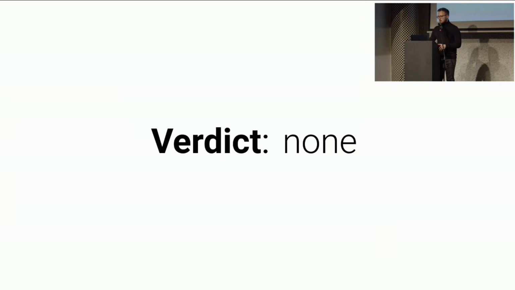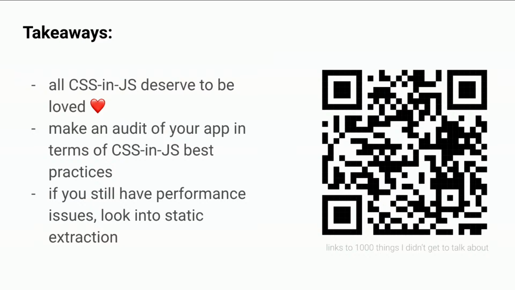My takeaways for you. First, make an audit of your app if you are concerned about CSS and JS performance. Like I said, maybe you don't have anything to worry about. If you have some issues, then go into best practices, try to apply everything you can. Most likely you'll be safe. But if you still have some performance issues, or maybe you have some spare time and want to experiment, don't go back home and rewrite your blog or your, God forbid, work project in Vanilla Extract.